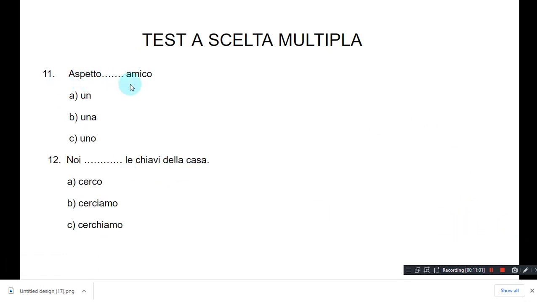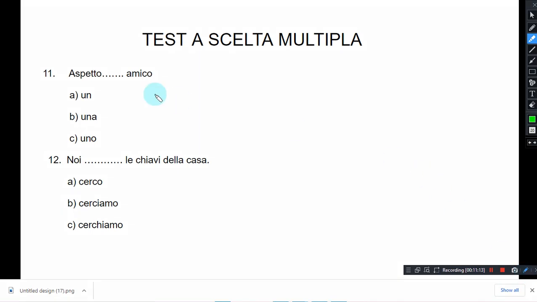11. Aspetto, blank, amico. Aspettare, il verbo aspettare means to wait. I'm waiting for a friend. Here we should put the right article. Articolo indeterminativo. Un amico, una amico, pure uno amico. Again, this one is a masculine noun and also singular and starts with a vowel. So we should choose this one. Aspetto un amico. I'm waiting for a friend.